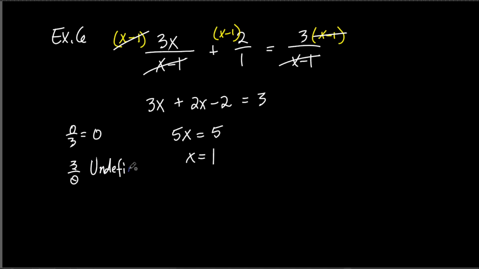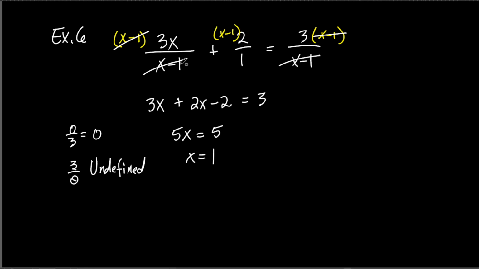It's undefined. Because you cannot do what? You cannot divide by 0. Doesn't work. Try it in your calculator. So you cannot have a denominator of 0. So if I would have circled, everybody's watching, right? If I would have circled x minus 1 and said x equals 1, that's my answer.